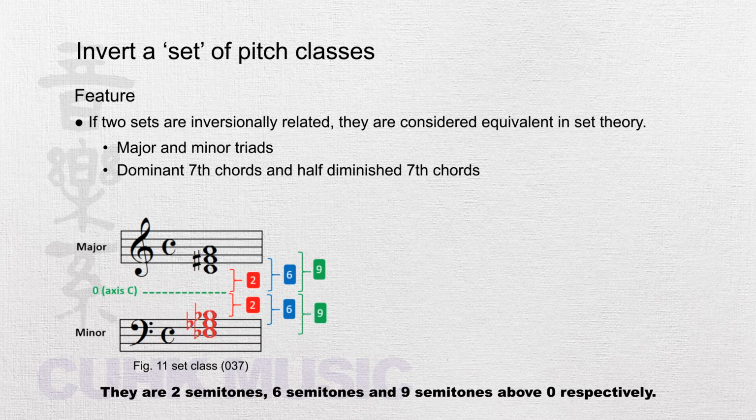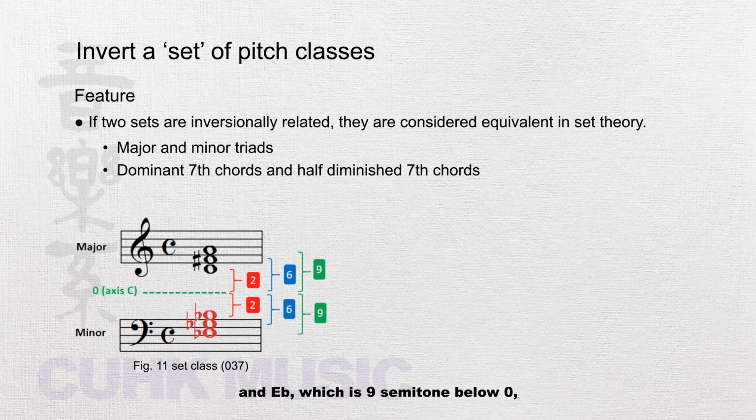They are 2 semitones, 6 semitones, and 9 semitones above 0 respectively. Inverting each of them around 0 will give the pitch classes of B flat, which is 2 semitones below 0, G flat, which is 6 semitones below 0, and E flat, which is 9 semitones below 0, resulting in an E flat minor triad. Both of them belong to the set class 0, 3, 7.